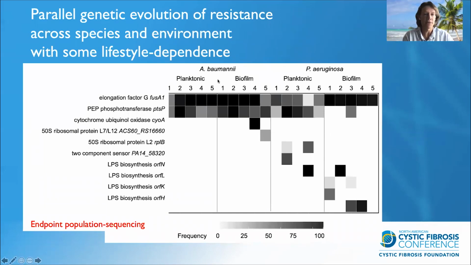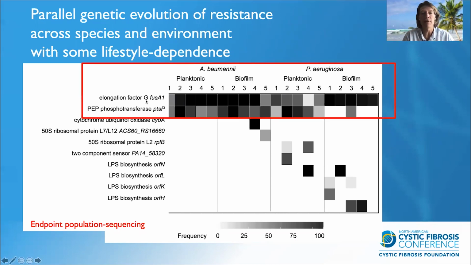What we found was quite surprising to us: 2 genes really leapt to the top across both species and in both environments. Those 2 genes, the elongation factor G, encoded by fusA1, and a phosphoenolpyruvate phosphotransferase, ptsP, specific to nitrogen, were selected in nearly all populations in all environments. Neither of these are known targets of the drug, and neither were previously reported as clear causes of resistance to aminoglycosides like tobramycin. So the fact that these 2 leapt out as likely early drivers of resistance was a surprise.